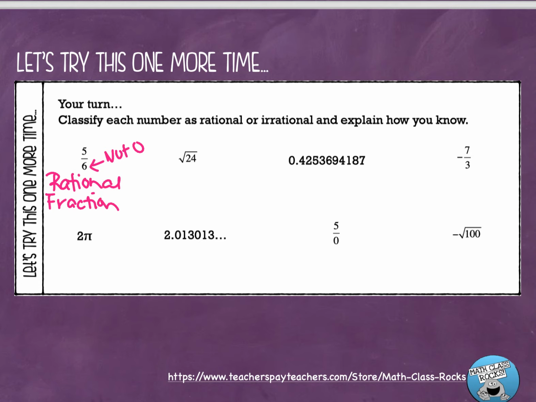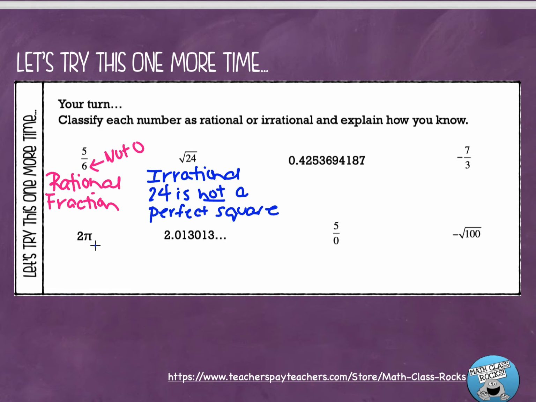We've got the square root of 24. Now, 24 is not a perfect square, so this is irrational. Right, and that's because 24 is not a perfect square. And I'm going to write all these reasons down so that we start to understand the difference.